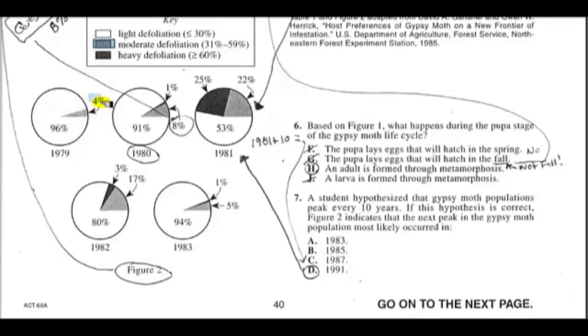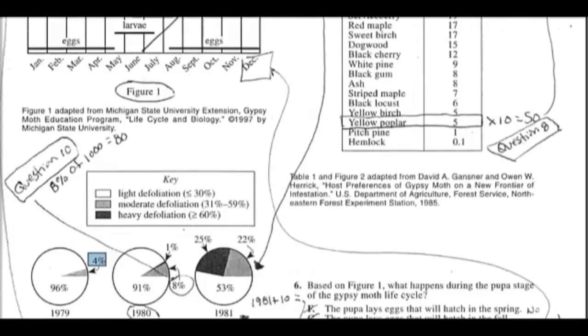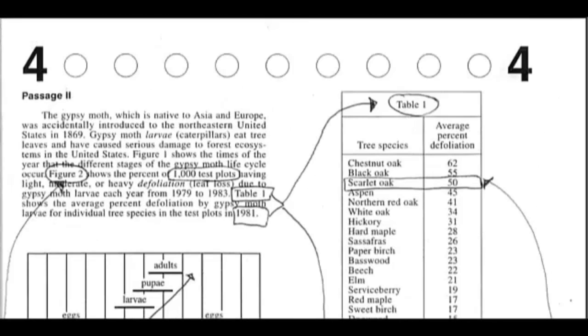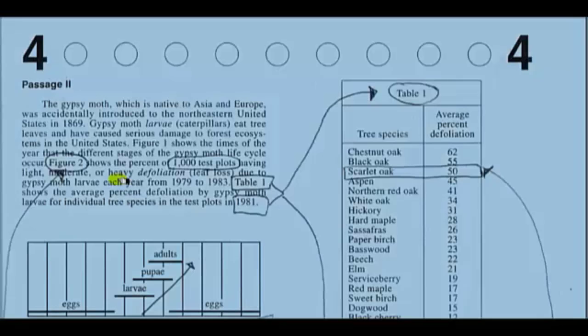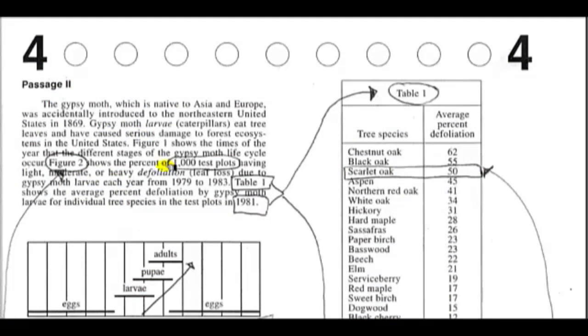Okay, 4%. Doesn't say plots. Darn. 4% of what? See that? So what we need to do is add in information from, yep, you guessed it, the mini intro paragraph. How many plots were there total? If you have percentages, we're going to have to come up into the mini introductory paragraph, and it says here 1,000 test plots.